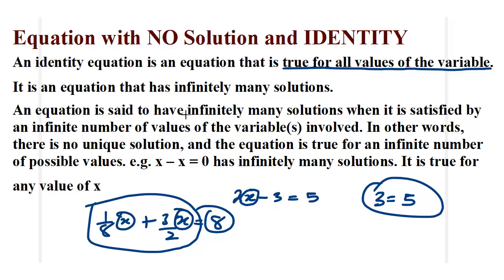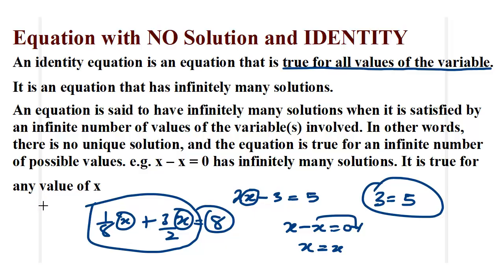So I said an equation has infinitely many solutions when it is satisfied by an infinite number of values of the variables involved. Infinite means any value of the variable you substitute, it will work. So in other words, there is no unique solution, and the equation is true for an infinite number of possible values of x. An example of such is if you have, say, x minus x is equal to 0. If this comes here, it will be what? x is equal to x. So for an equation with infinitely many solutions, the left hand side of the equation will be equal to the right hand side of the equation.